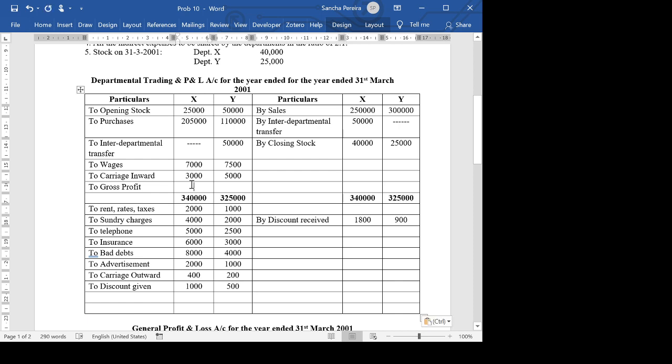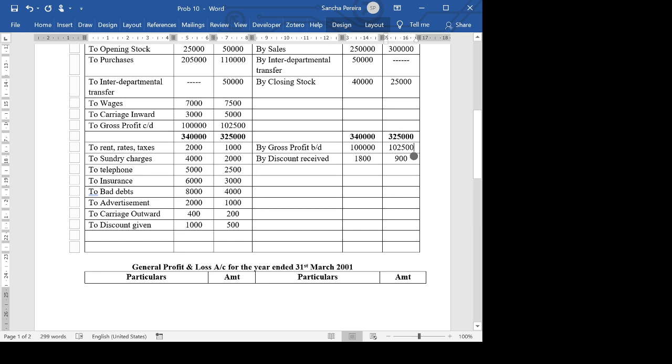And the gross profit of X is 1 lakh, and the gross profit of Y is 1 lakh 2,500. So, to gross profit carried down. So bring down the gross profit by gross profit brought down, 1 lakh and 1 lakh 2,500. We can also calculate our net profit.